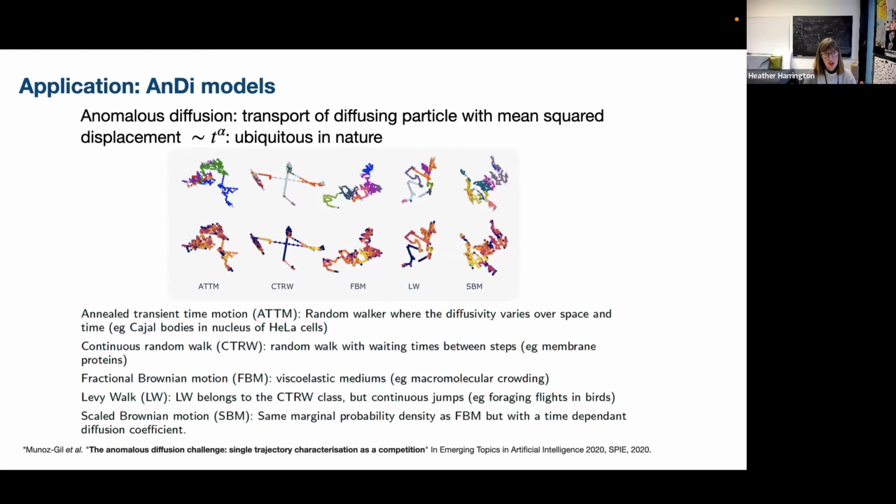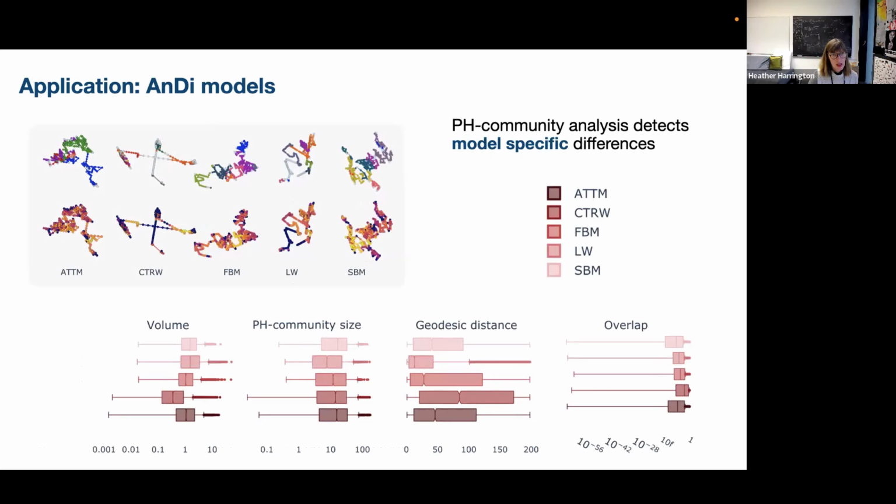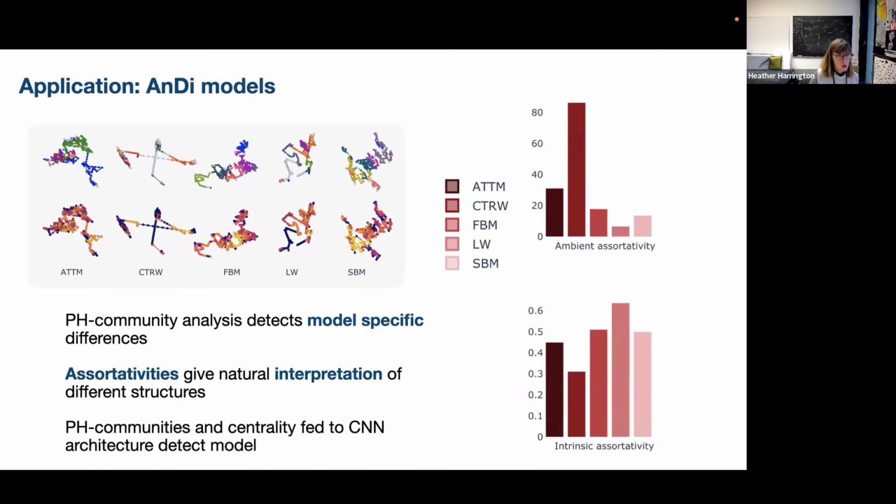In the top trajectory, we have the different communities, and the bottom is the centrality. We can then use the measures I mentioned to compare them. We look at the communities and find model-specific differences in, for example, the geodesic distance. Then we use this to look at ambient and intrinsic assortativity. What we find is that the different models have different values that we can interpret. This is a little bit outside of what I'm comfortable talking about, because some of my co-authors were the ones really involved in this further analysis.